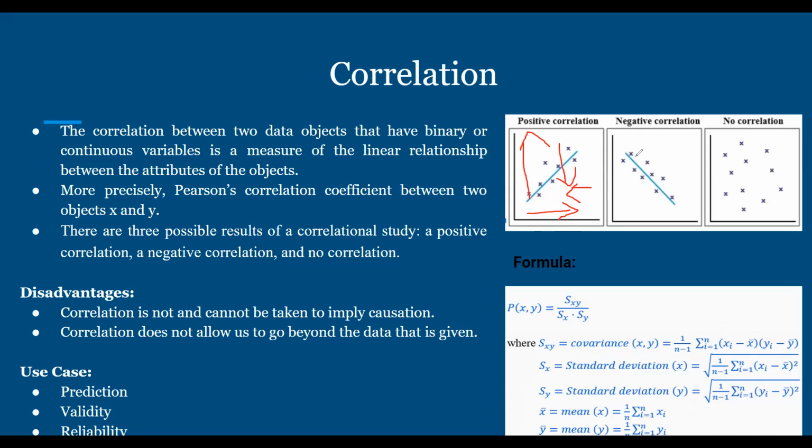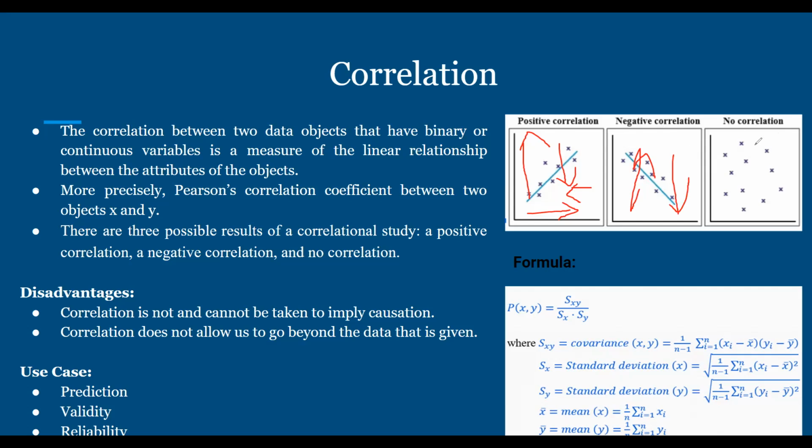Coming to the negative correlation, a negative correlation is a relationship between two variables in which an increase in one variable is associated with a decrease in the other. As an example of negative correlation, consider the height above sea level and the temperature. As you climb up the mountain, the height increases, and it gets colder. That is the decrease in the temperature.